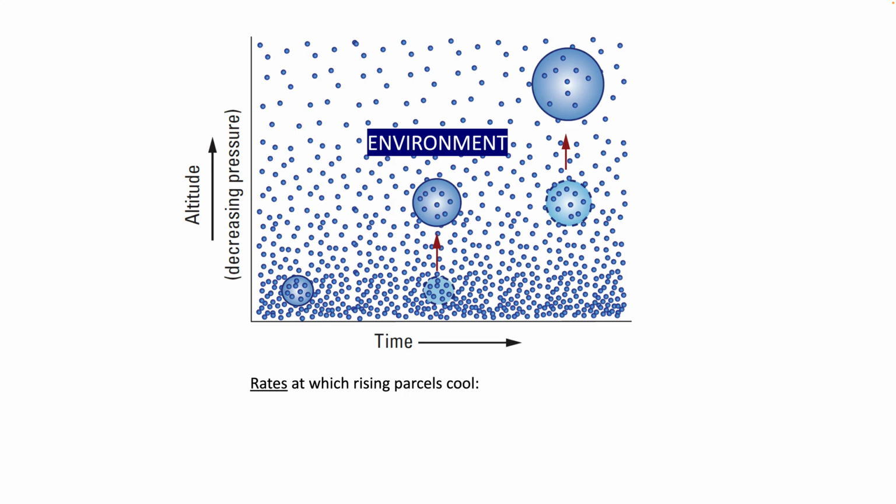And we're going to define these cooling rates based on whether the air inside the parcel is dry or subsaturated, or whether the air inside the parcel is moist or saturated. So let's start with dry air. The rate at which dry air inside of a rising parcel cools is called the dry adiabatic lapse rate. And we're going to use an uppercase gamma and a subscript d to indicate the dry adiabatic lapse rate. And the dry adiabatic lapse rate is just about 10 degrees Celsius per kilometer.